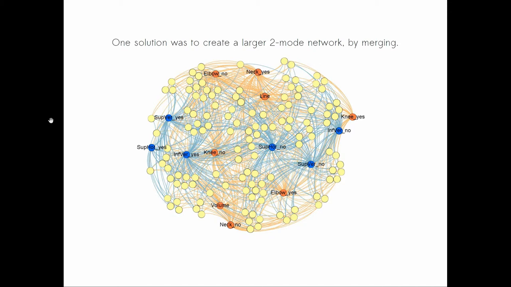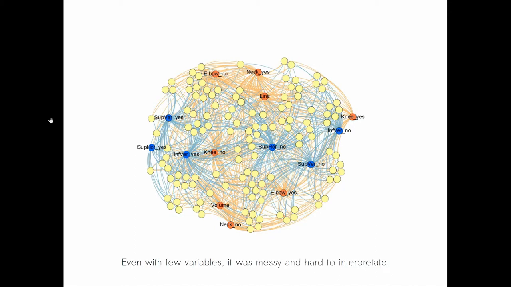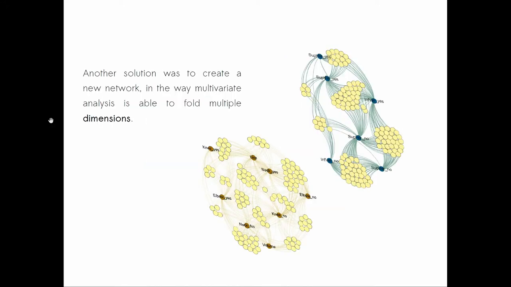Because it's all interconnected, it's really dense, and it's really hard to get any idea, even with some quantitative measures, of what exactly is coming out of it. So it's messy and hard to interpret. So we tried to find another solution.